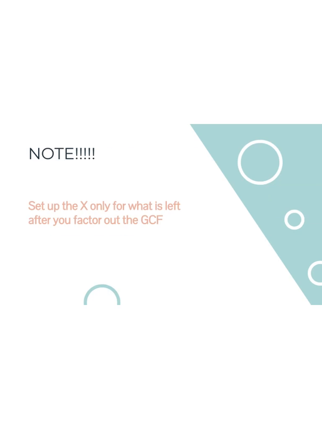So here's a really important piece. When you're setting up your x, you're only going to be setting it up for what is left after you factor out the GCF. So you're going to take your new piece that you factored and use your x to set that up.